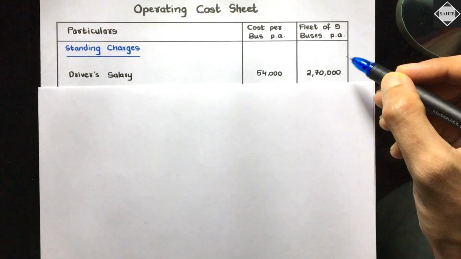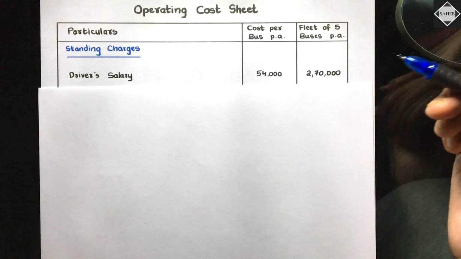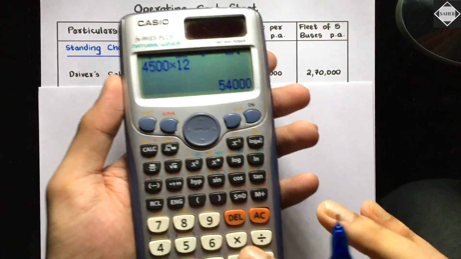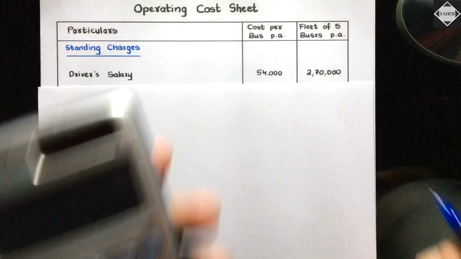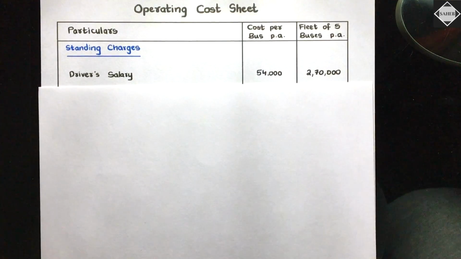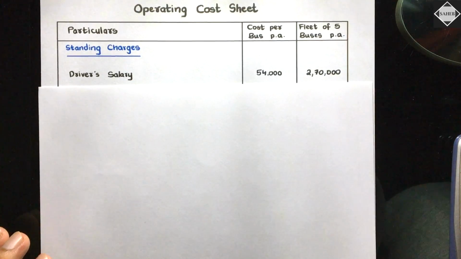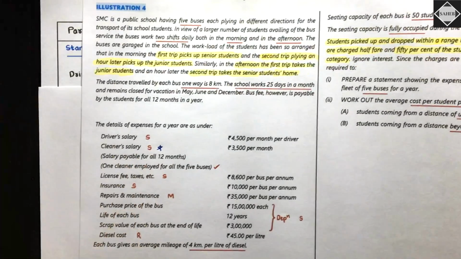So now if you want to calculate for 5 buses, what will you do? Then 5 drivers will be there. Into 5 you will do, you will get 2,70,000. Is it clear? Simple. Then cleaner is there, but the cleaner point is important. I have just star marked it.